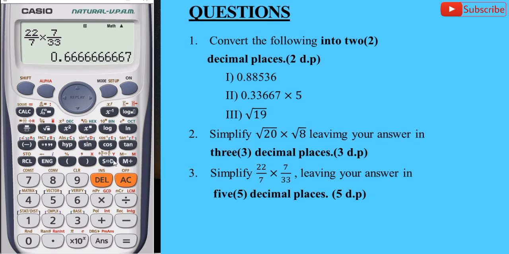So we have 0.6666667. And now we have to leave our result in 5 decimal places. So we follow the same steps that we used earlier. So I first activate the setup menu. I tap on Shift and then Mode to activate the setup menu, and then I choose option 6, which is fixed. Afterwards, I choose 5 because I want to leave my answer in 5 decimal places. So afterwards, I tap on SD to convert the fractions into decimals. So we have 0.66667. So we can see that the calculator has left the results in 5 decimal places, which was initially a recurring decimal.